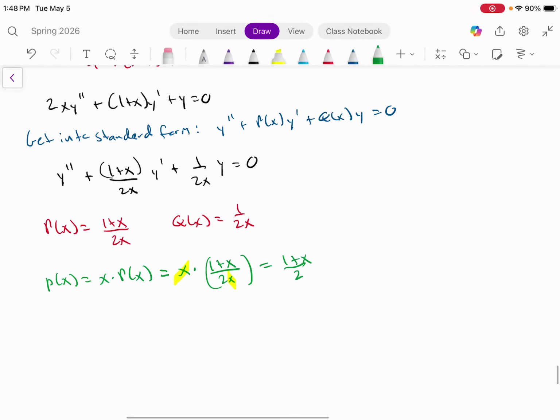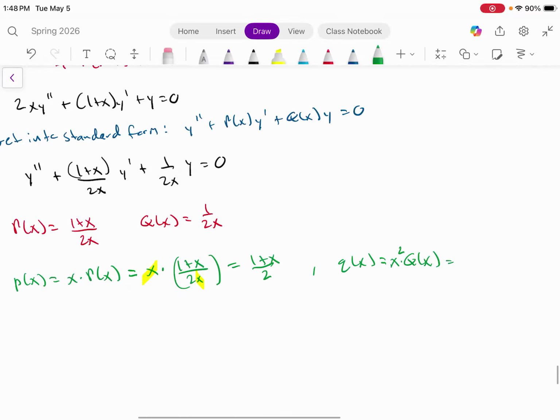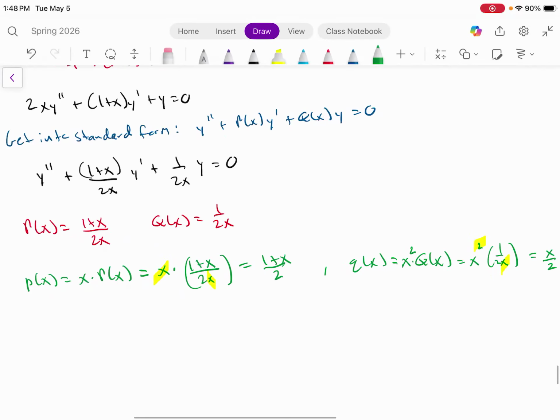And now little q of x is x squared times capital Q of x. Okay, and that's x squared times 1 over 2x. The x squared and the x cancel out, so what I'm left with is just x over 2. Okay, so that's my little p of x, that's my little q of x.